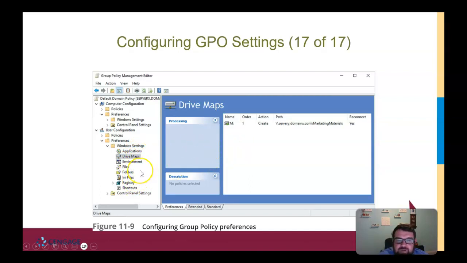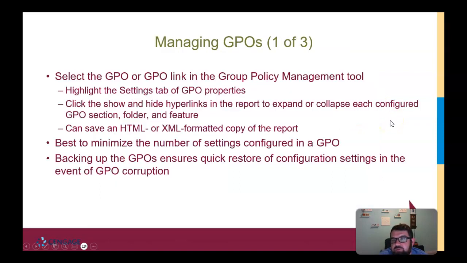I haven't really come across too many situations where you need to use this otherwise, but group policy you can do a lot of things with, so a lot of people are doing a lot of different stuff. So managing the group policy objects, you select the GPO or GPO link in the management tool, highlight the settings tab, and click the show/hide collapsible panels for each section, folder or feature. So it's a really nice tool to be able to look at it. You can then save this out to an HTML or XML formatted copy of the report.